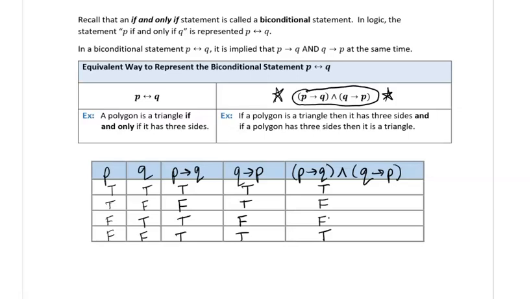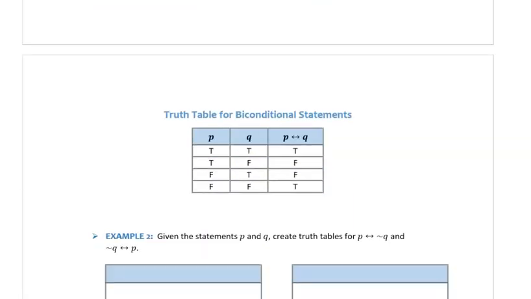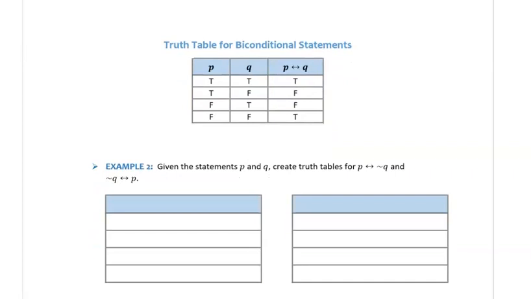So since this is an equivalent way to write the biconditional statement P if and only if Q, we now know what the basic truth table for the biconditional statement looks like. So I'm just copying the truth values from the last column here. And this is the main point of this video, to develop this basic truth table. So we have that repeated here, truth tables for biconditional statements.